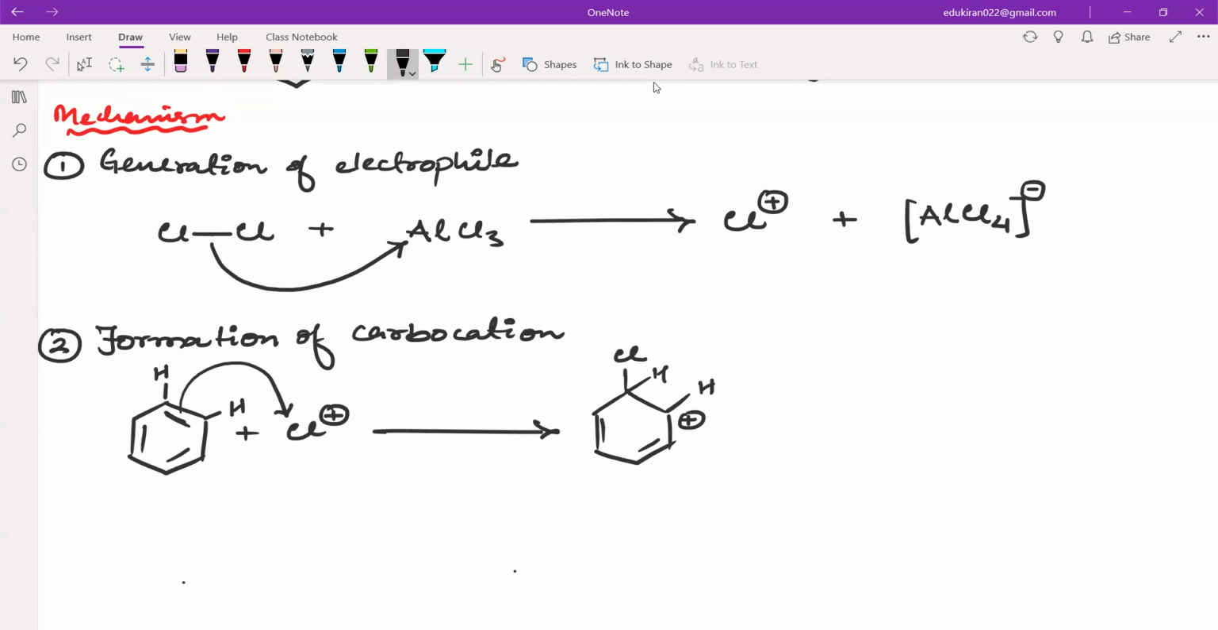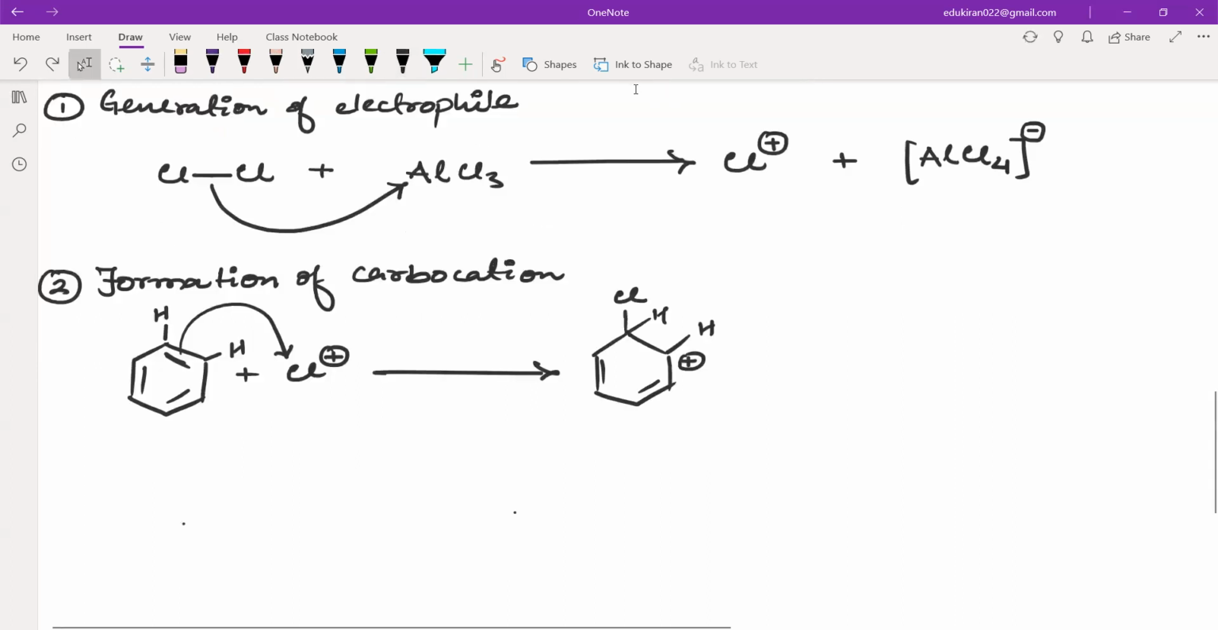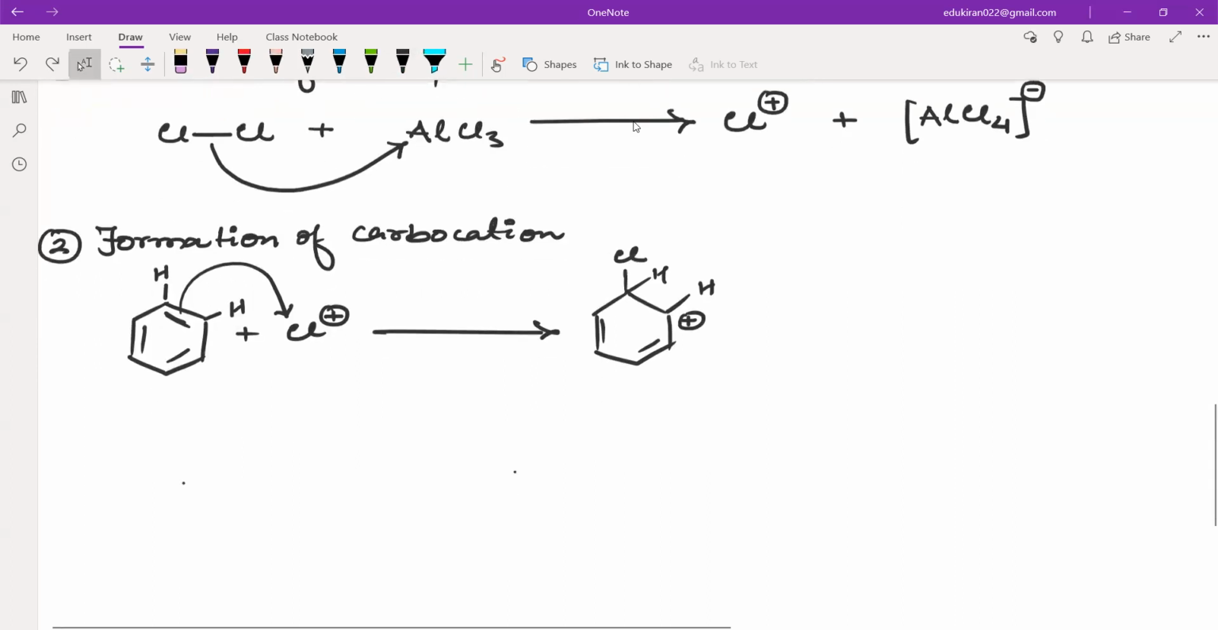You can also write the resonating structures of this carbocation. This pi bond will move here, then the positive charge will get here, then this pi bond will move and the positive charge will get here. So on, you can write it. But right now, what we will do is loss of proton. The third step is loss of proton.